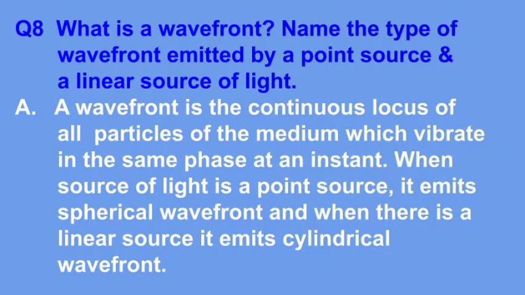Now, question number 8, which is a very basic question. What is a wavefront? Name the type of wavefront emitted by a point source and a linear source of light. The answer is, a wavefront is the continuous locus of all particles of the medium which vibrate in the same phase at an instant. When the source of light is a point source, it emits a spherical wavefront, and when there is a linear source, it emits cylindrical wavefront. If this type of question comes with 3 marks, then plane wavefront is also included in that.